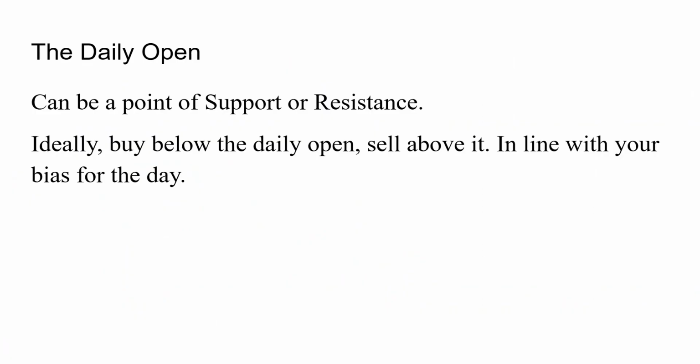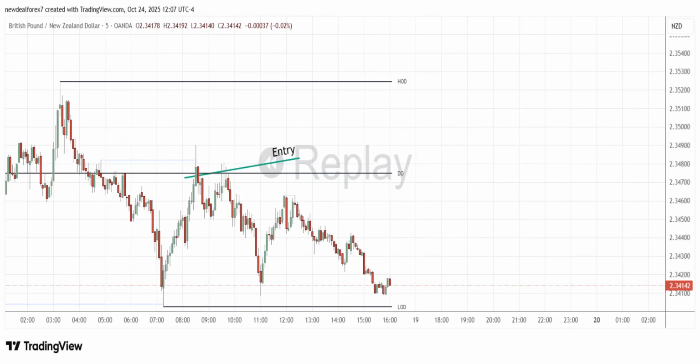The daily open price can be a point of support or resistance. Ideally, you want to buy or go long below the daily open, and you want to go short above the daily open, in line with your bias for the day. So this is how something like that would look. This is actually the same chart I just showed you. This is the pound New Zealand, where you see price did rocket up to the daily open, and it acted as its point of resistance and bounced right back off of it.